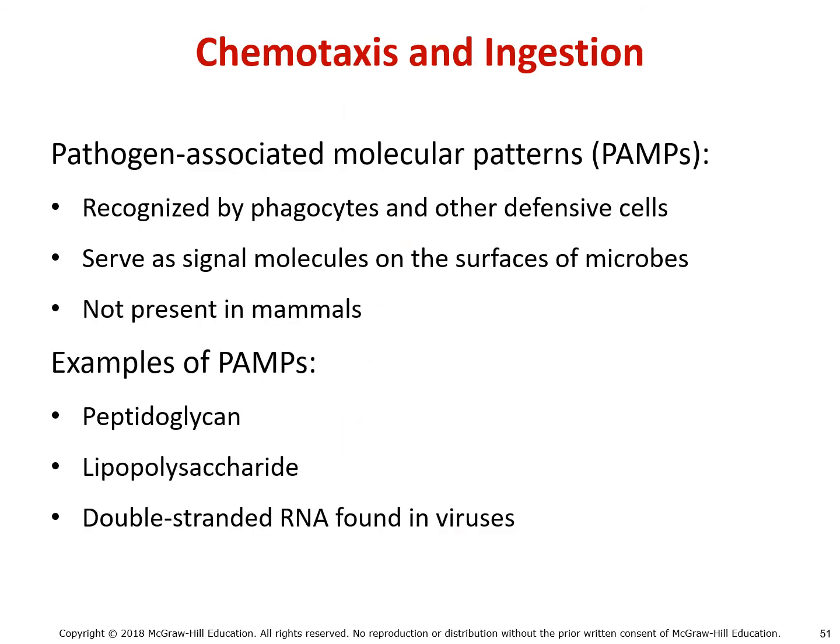So let's talk about chemotaxis and ingestion. Again, the movement is in response to chemicals. And again, I told you that there are certain patterns that we recognize as being pathogens. We call them pathogen-associated molecular patterns, or PAMPs. Again, we recognize this as being not part of us, and as a result, we will attack it typically on site. So things like peptidoglycan, LPS or lipopolysaccharides, gram-negatives, even the presence of double-stranded RNA, because again, we don't produce double-stranded RNA.